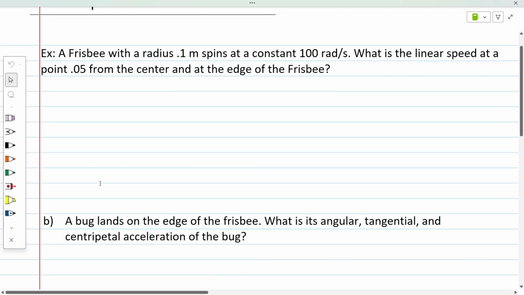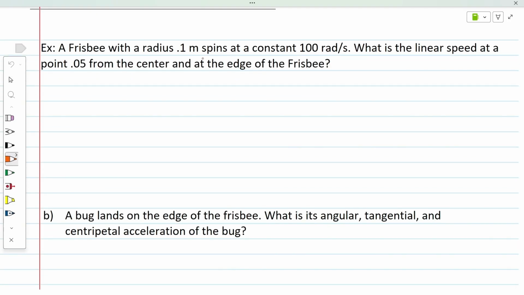Our first example: a frisbee with a radius of 0.1 meters spins at a constant 100 radians per second. What is the linear speed at 0.05 meters from the center? And what is the linear speed at the edge of the frisbee?